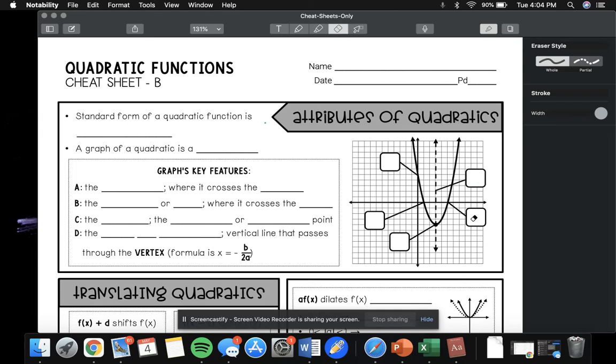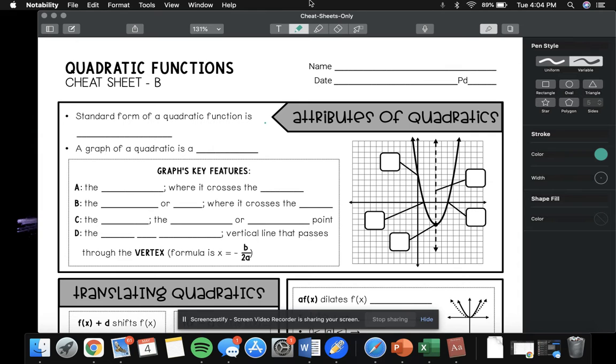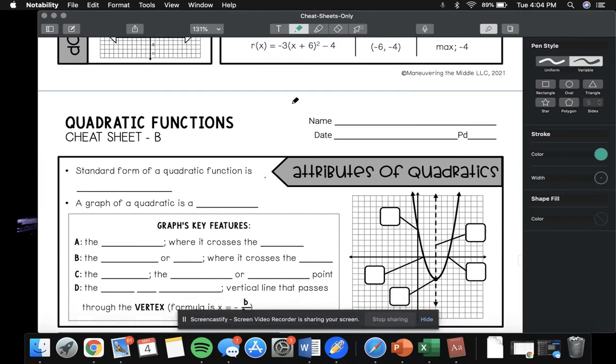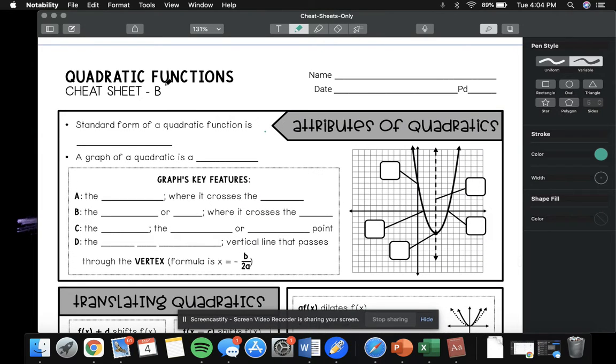Hi, today we are going to talk about basic parts of a quadratic function and review that part. So go ahead and find this in your cheat sheet. Okay, it says quadratic functions. So today we're just going to talk about attributes and kind of transforming them a little bit. So standard form of a quadratic function is ax squared plus bx plus c. And then if we're trying to graph it, we would do f of x or y equals. And then the graph is the curve, and we call that a parabola.